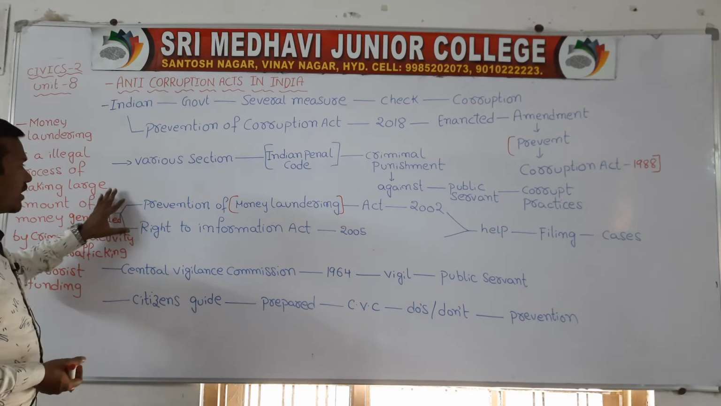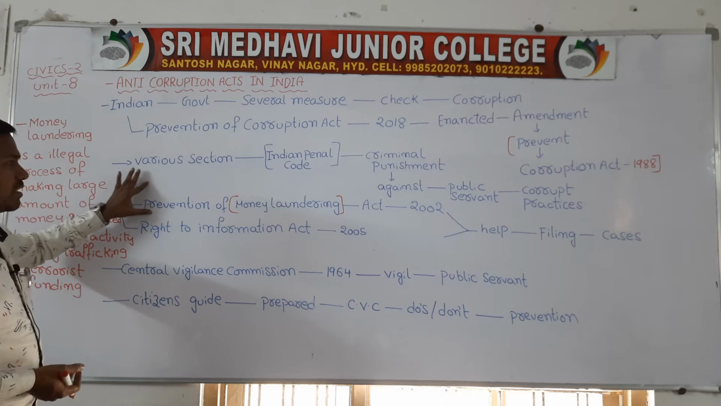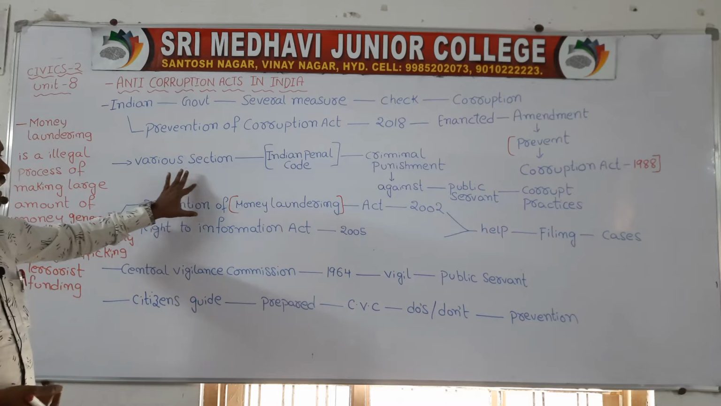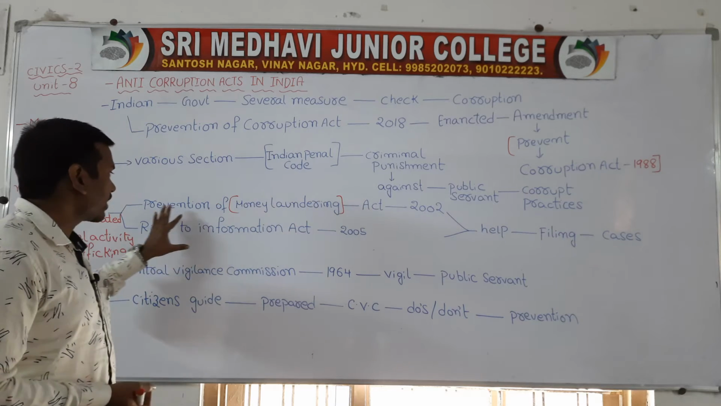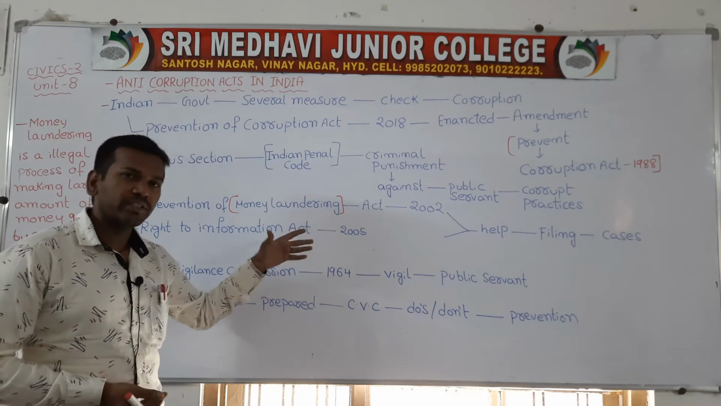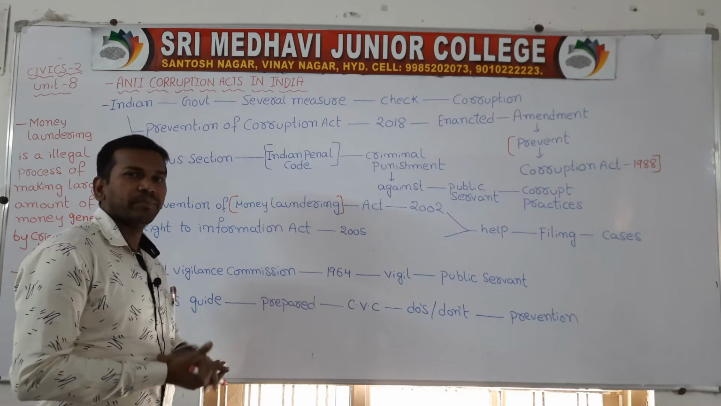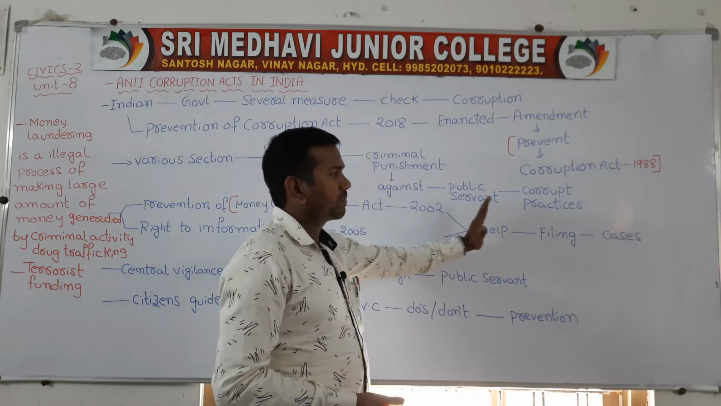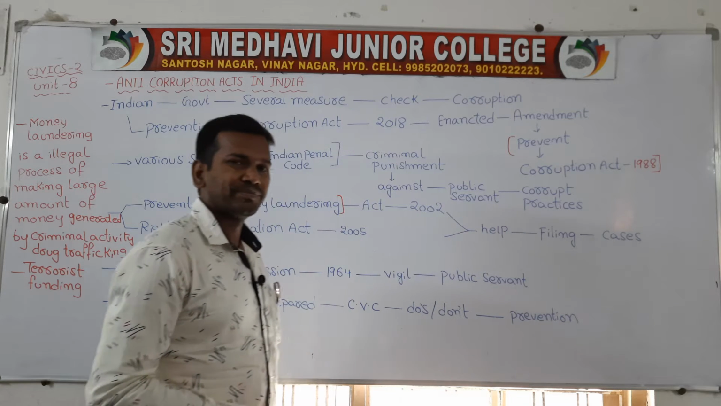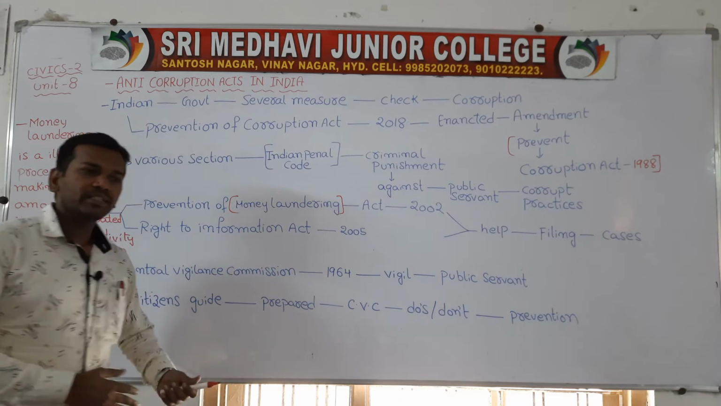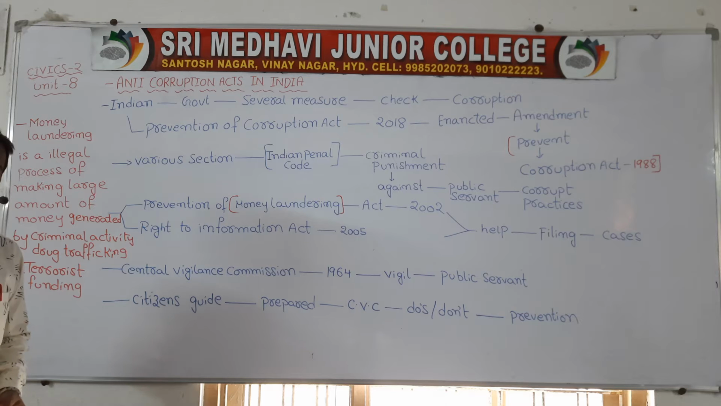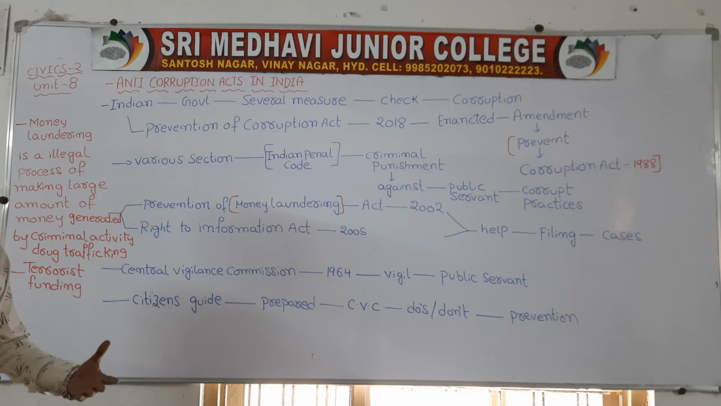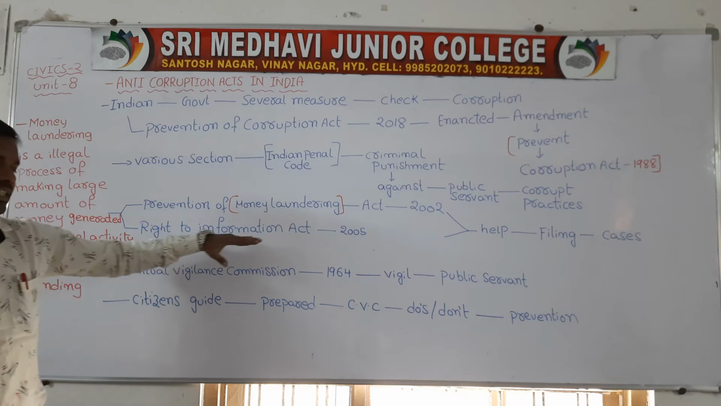Next we will go forward. There are two important acts. One is the Prevention of Money Laundering Act 2002 and the other is the Right to Information Act 2005. These two acts should be implemented properly. When they are implemented properly, it will help in filing cases easily. The government and authorities should be free and frank. They should disclose all the information, which is the Right to Information Act.